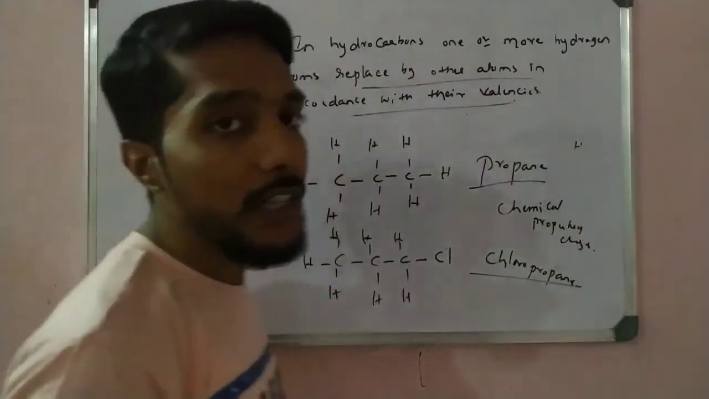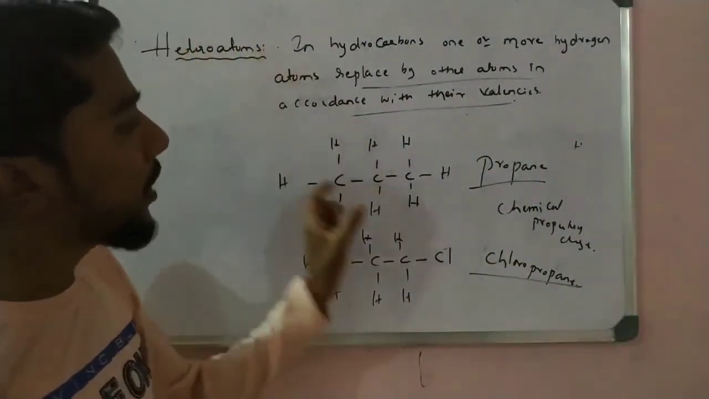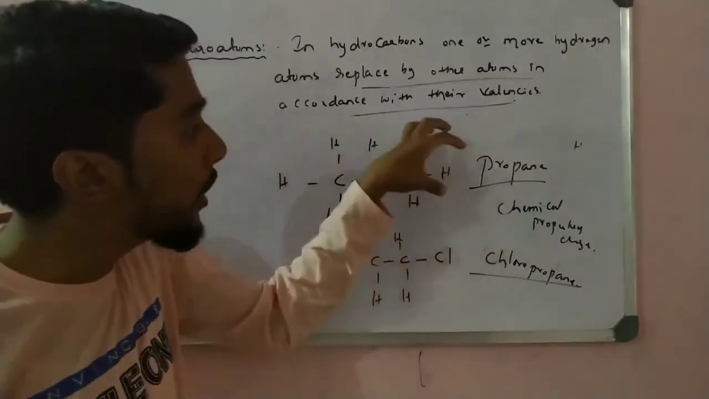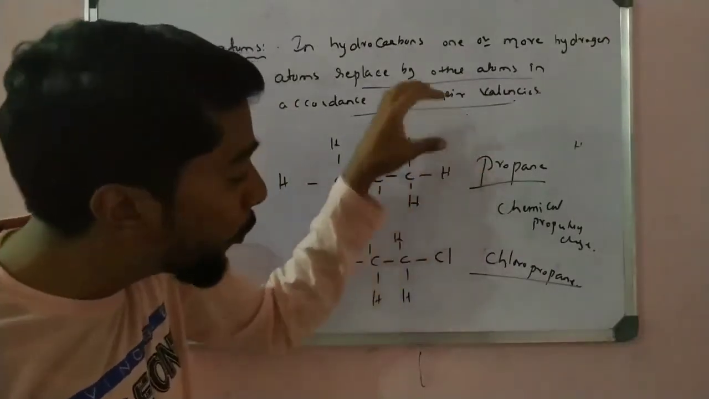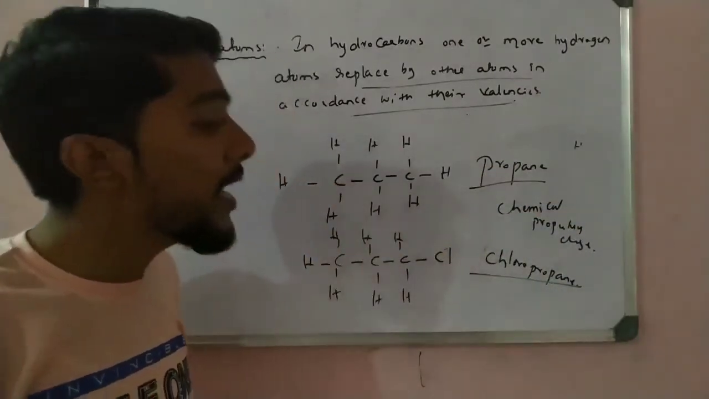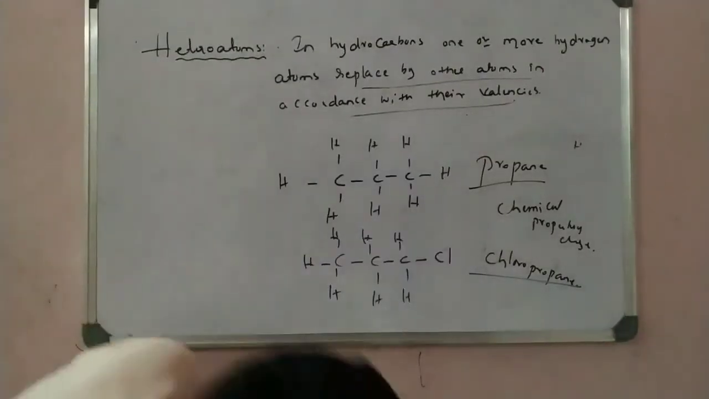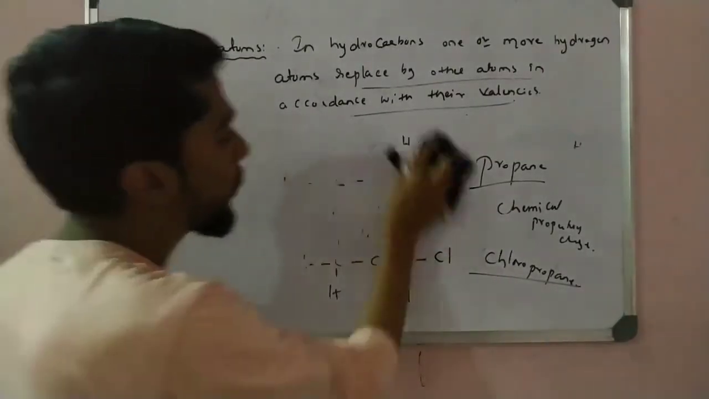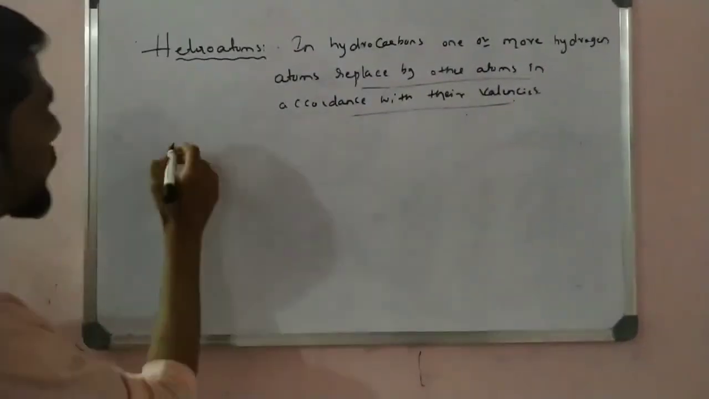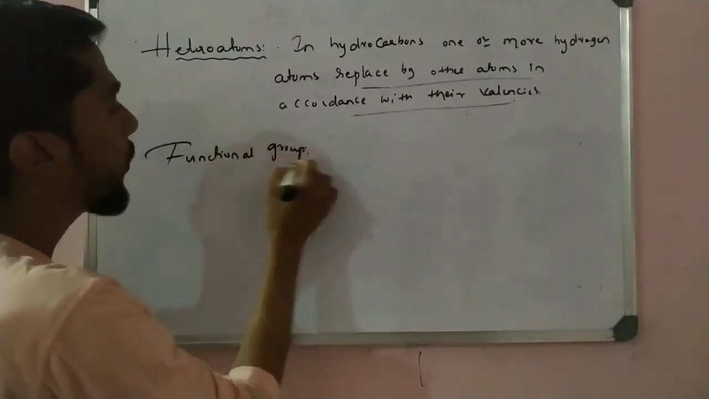Okay, so this is nothing but a functional group. So what is a functional group? When hydrogen is removed, and in the place of hydrogen you put any heteroatom, then the chemical property of that compound is changed, and that is called a functional group. Please write down the definition of the functional group. That is very important, because in examination they ask about the functional group.